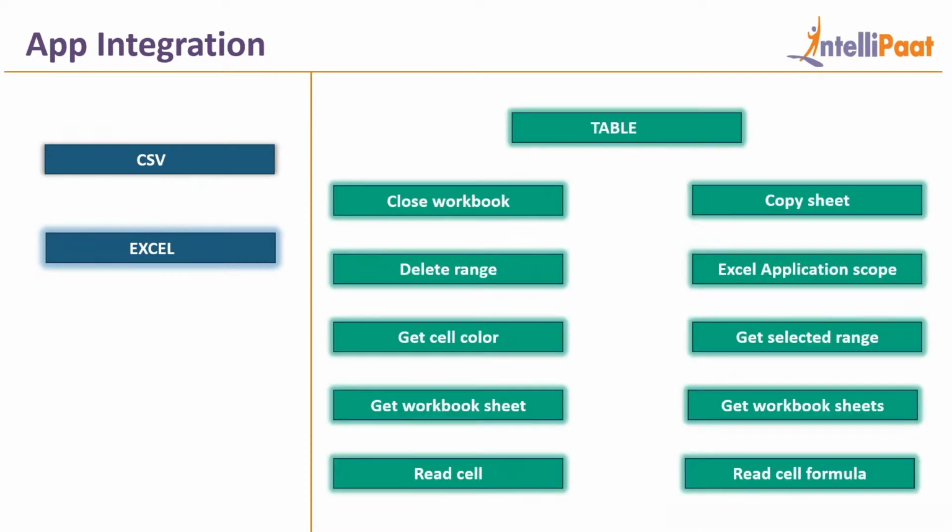And the next one is the table. Table has a lot of different activities again. You can see close workbook, copy sheet, delete range, Excel application scope. This is very important. Whenever you are using Excel activities inside of UiPath, you have to define them inside of Excel application scope, otherwise it will not work. Then there is get cell color, get selected range, pretty much textbook stuff. Basically, these are all of the activities in there.